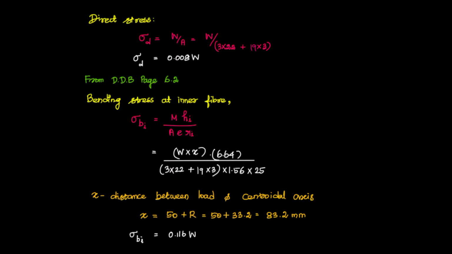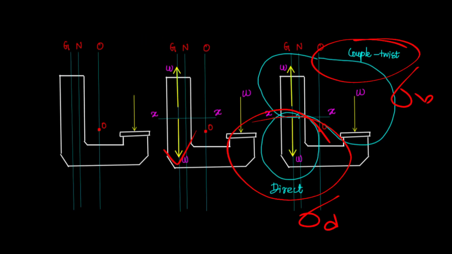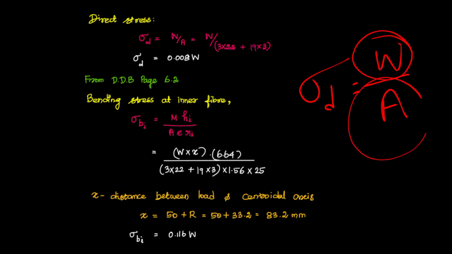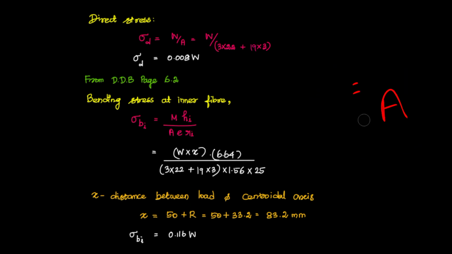Okay, fine. Now we can calculate the stresses. There are two stresses involved. We have seen that one is the direct stress and the other is the bending stress. The direct stress sigma d is equal to load by area, that's it. Load is the unknown load. Area is the area of the T shape.